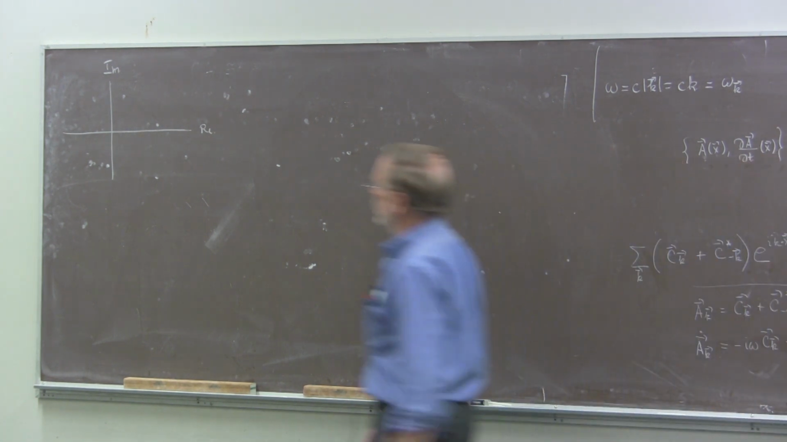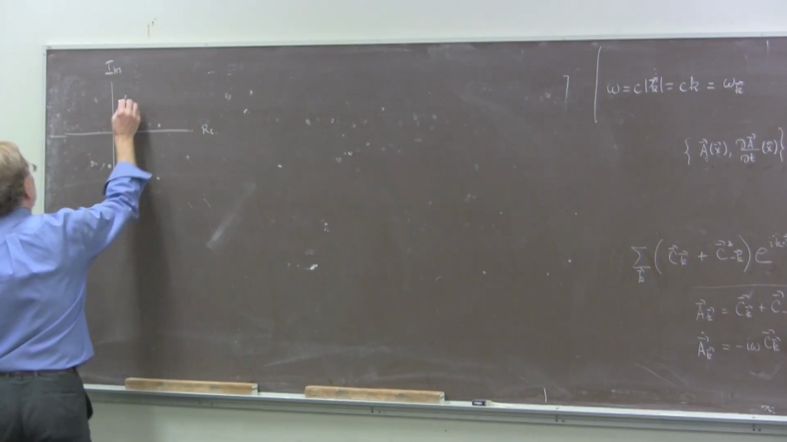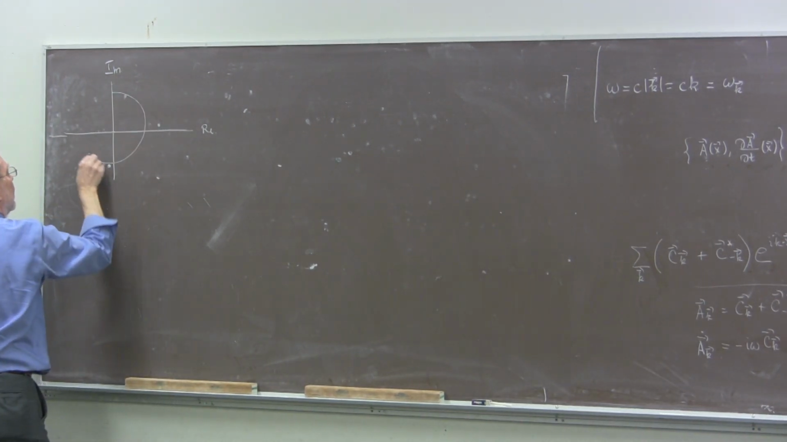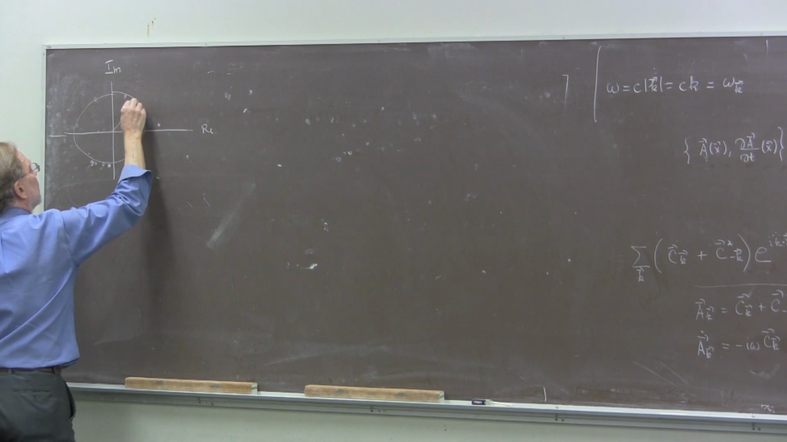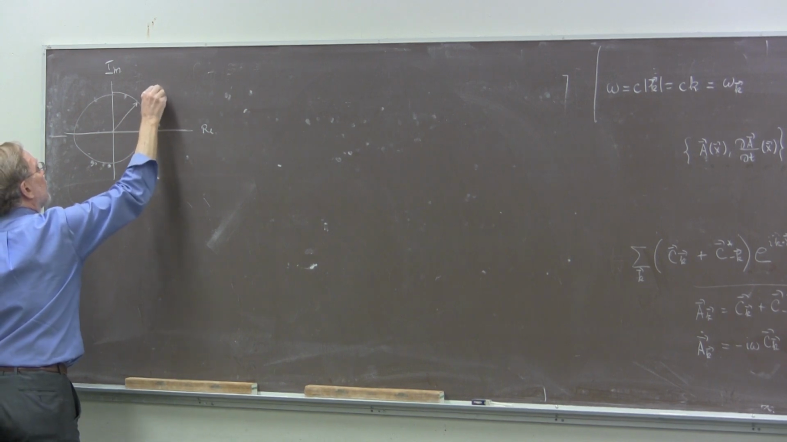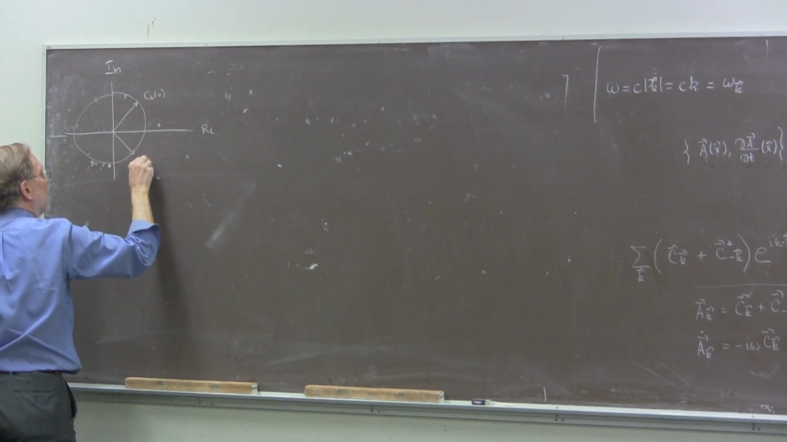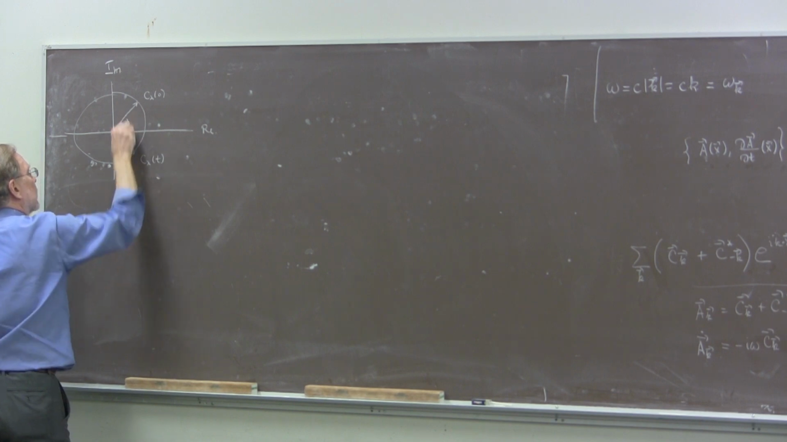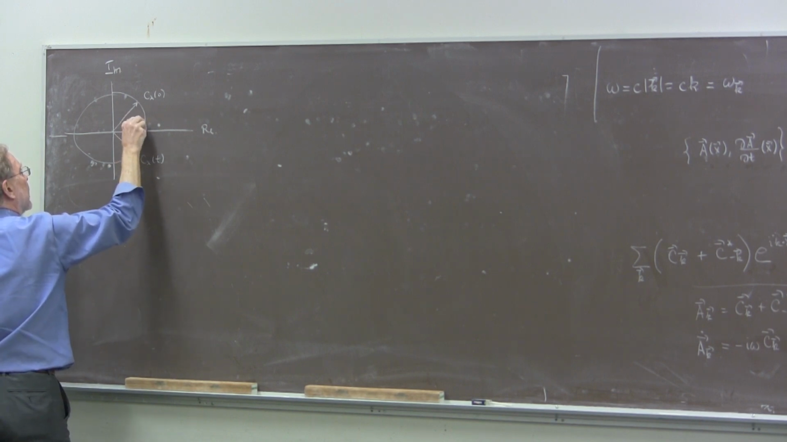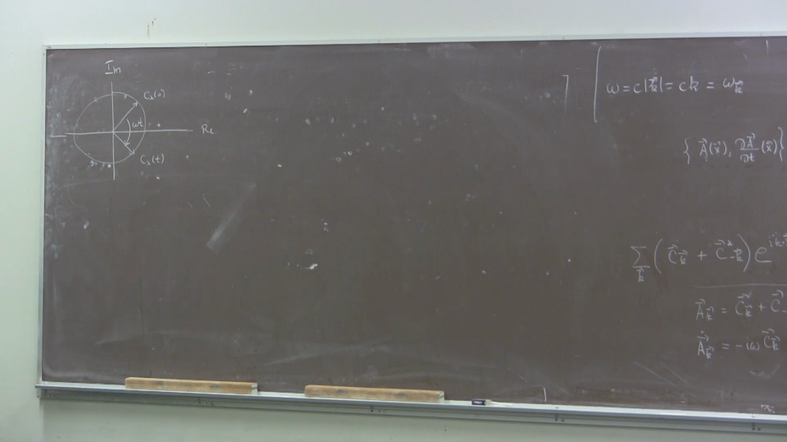So the evolution of each of these C vectors in the complex plane is just a circle. If I have the C lambda of 0 at some initial time, then the C lambda at a later time is just rotated in a clockwise direction by omega t, clockwise because it's e to the minus i omega t.